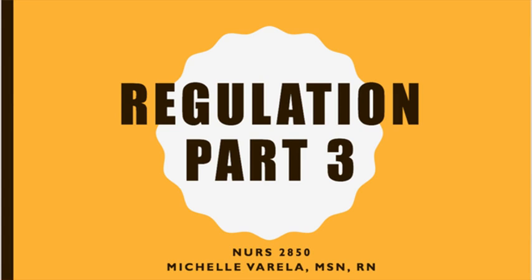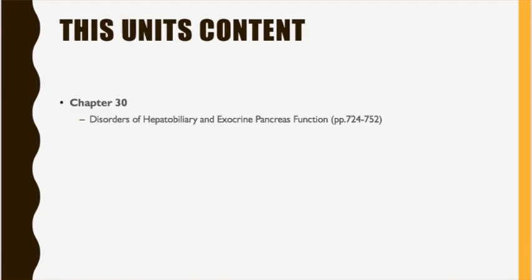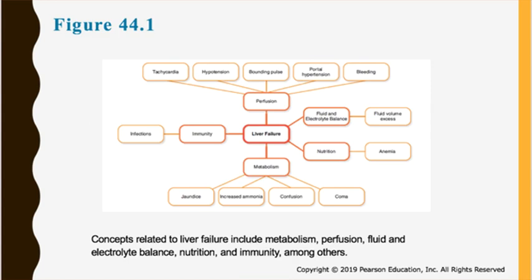And I am going to start with the third part to regulation for your patho lecture. In this one, we are going to focus on the liver, in particular cirrhosis as the exemplar. It's chapter 30 from your patho book, but I did use a mix of the patho book and then the chapter in the med-surg book. Here is this lovely concept map, and we are going to move right along from that.